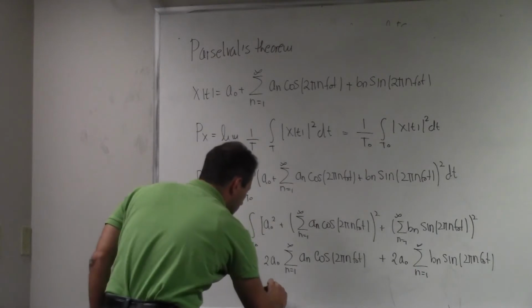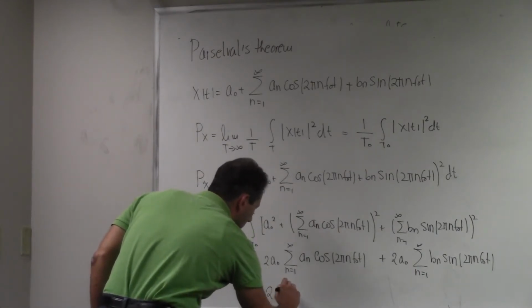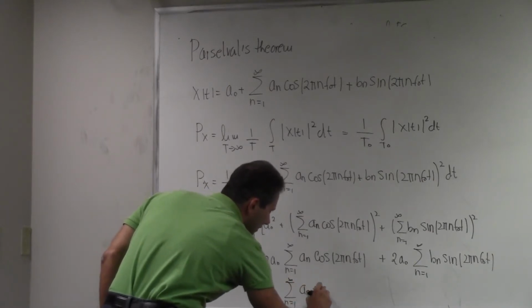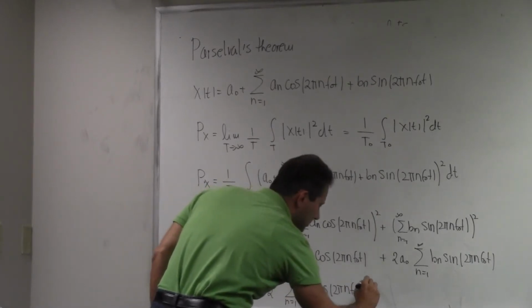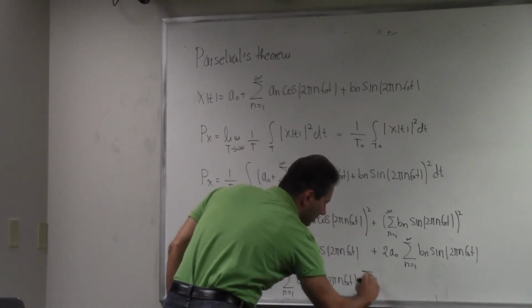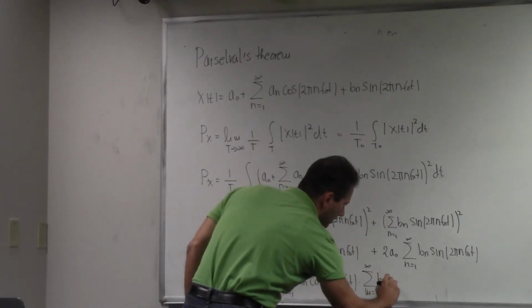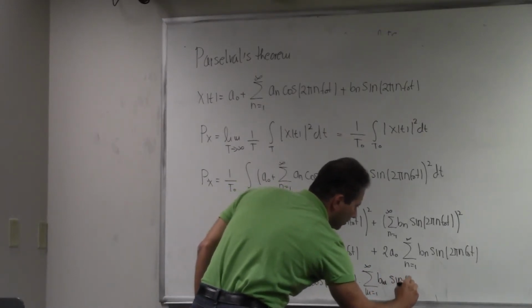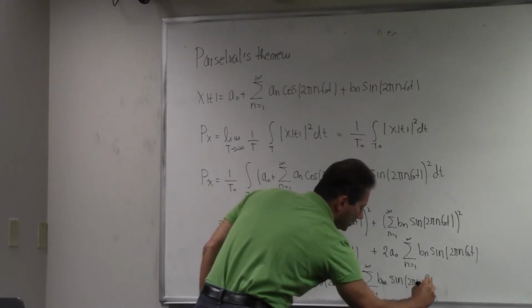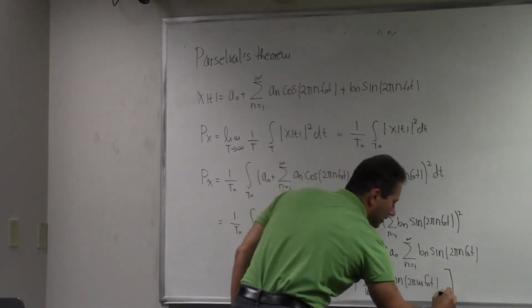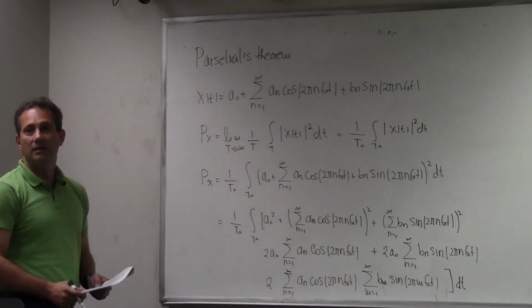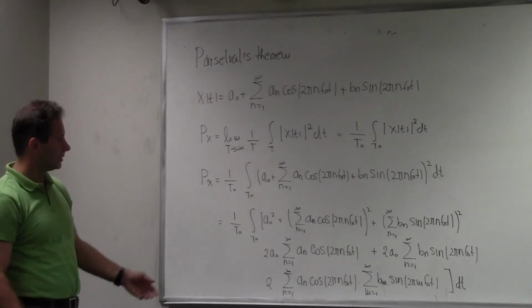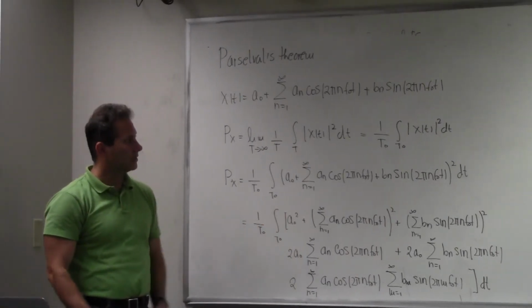And then I'm going to have a last one, which is 2 times sum when n goes from 1 to infinity, an cosine 2 pi n f0t, and then times sum when m goes from 1 to infinity, bm sine of 2 pi m f0t, and then I close the square bracket and put dt. So there are 6 integrals here to take care of, right? Each one of them, spelled out here.